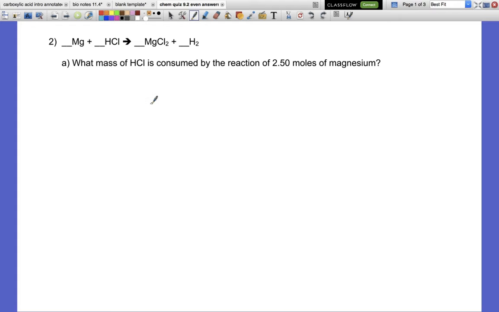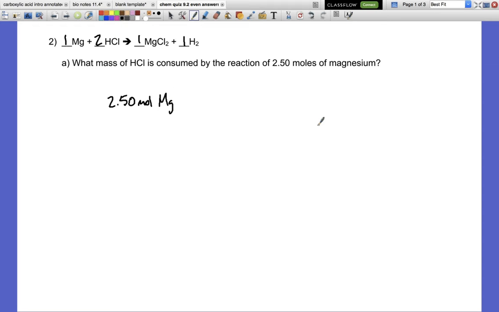So the first thing I would have to do on number 2 is balance the equation. Since there's 2 chlorines, 2 hydrogens, I probably need 2 hydrochloric acids on the left. Everything else should just be ones. But then I need to work out what mass of hydrochloric acid is consumed by the reaction of 2.5 moles of magnesium. So 2.5 moles is what was given to me. I should keep that 0 so I know that it's 3 sig figs of magnesium.